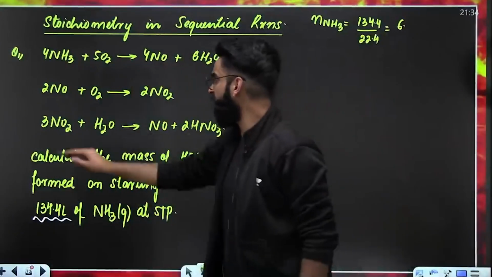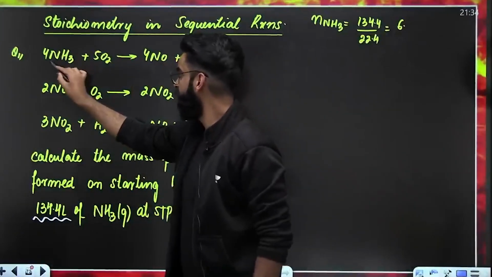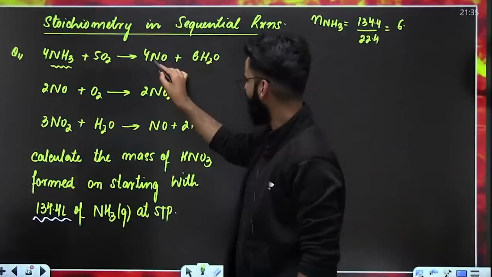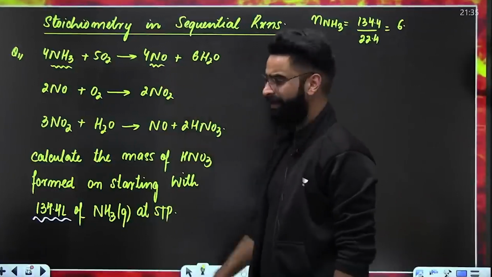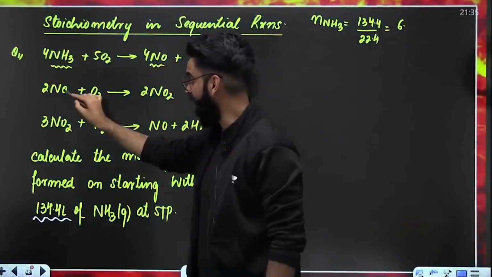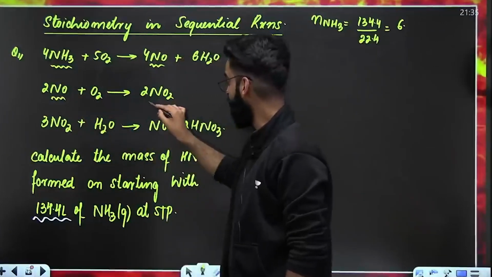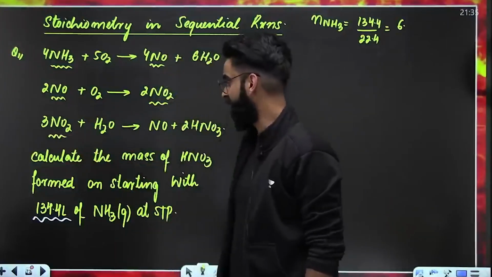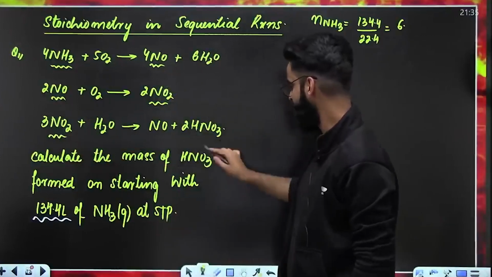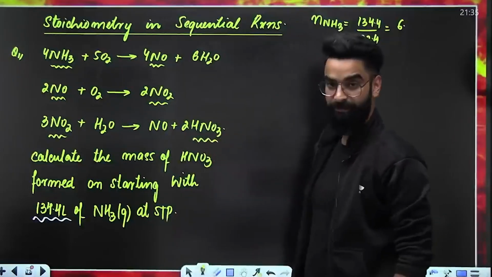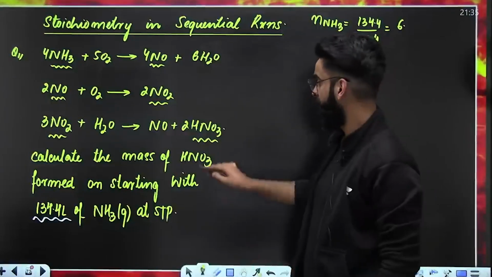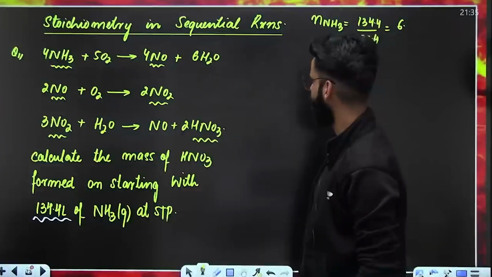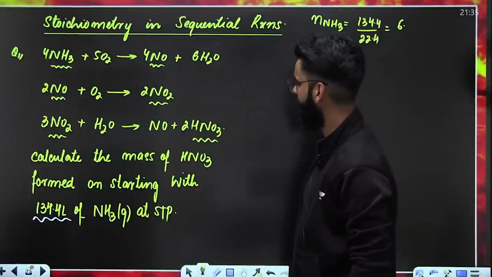So as per the question, we are starting with 6 moles of NH3. In the first reaction, as you can see, NO is being formed. And whatever NO is being formed is utilized in the second. In the second reaction, NO2 is being formed. And whatever NO2 is being formed, that's utilized in the third reaction. And in the third reaction, at the end, HNO3 is being formed. And we have to calculate the mass of HNO3, which gets formed at the end. How exactly we are going to see?